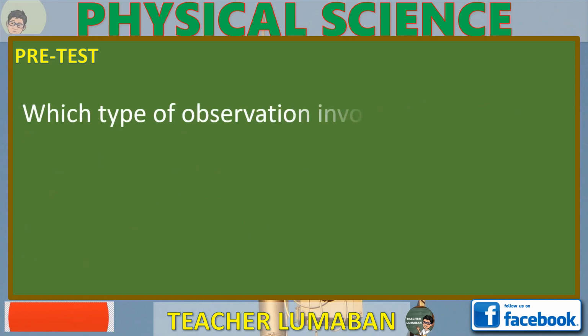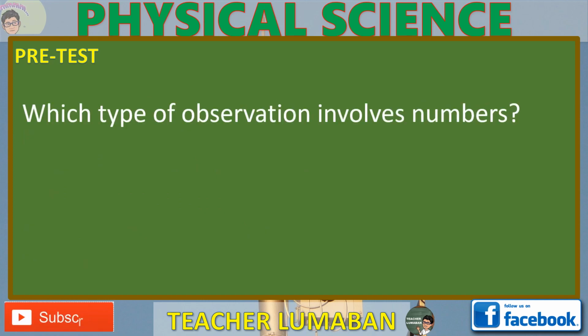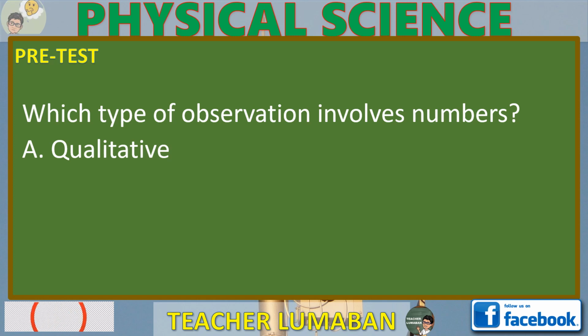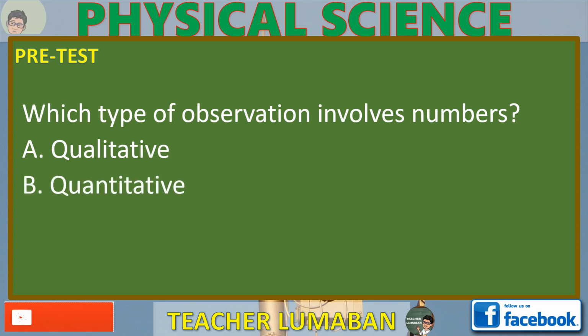Which type of observation involves numbers? Letter A, qualitative. Letter B, quantitative. Letter C, direct. Letter D, indirect.